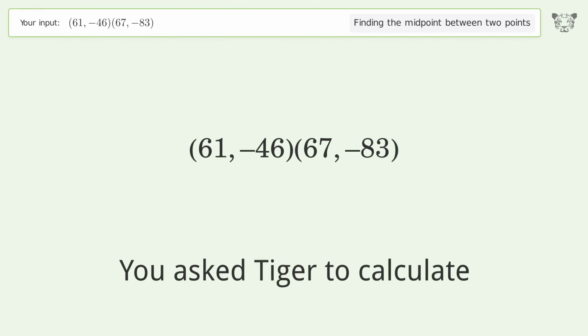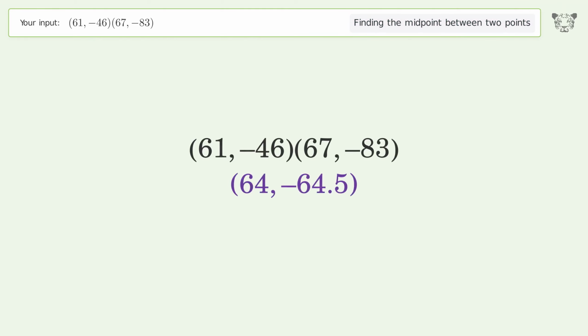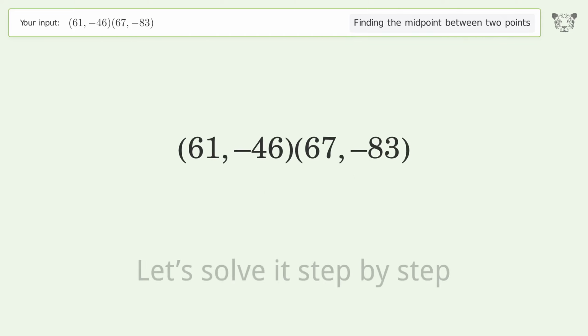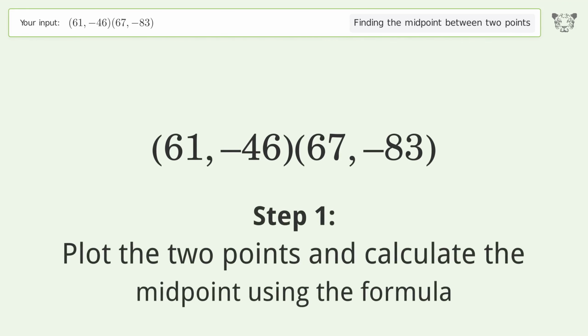You ask Tiger to calculate. This deals with finding the midpoint between 2 points. The midpoint between the 2 points is 64, negative 64.5. Let's solve it step by step. Plot the 2 points and calculate the midpoint using the formula.